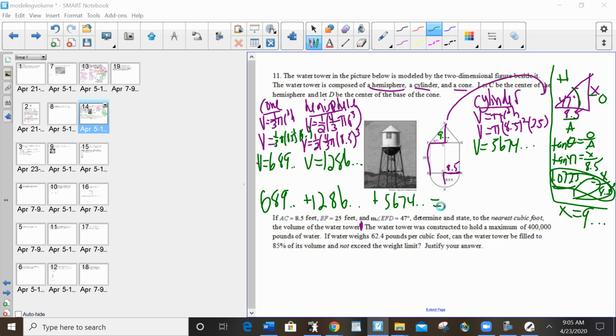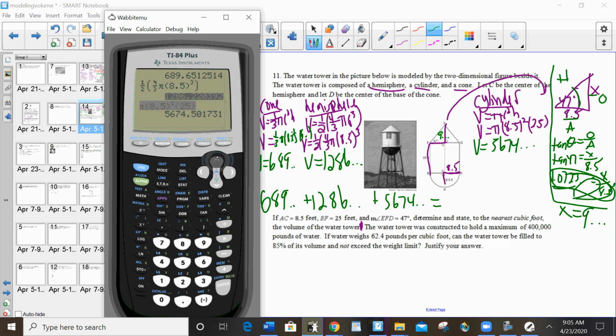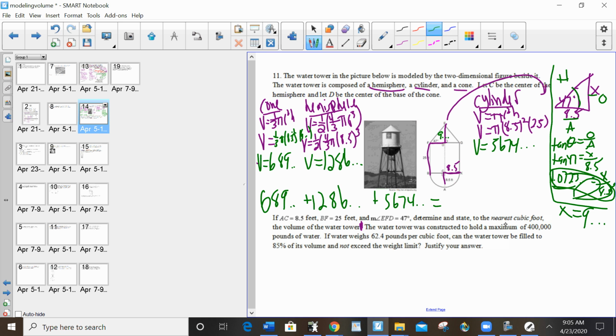I go to my calculator. I'm just going to copy and paste all three together. So that one plus that one plus the third shape. It is telling me to round to the nearest cubic foot for this question.